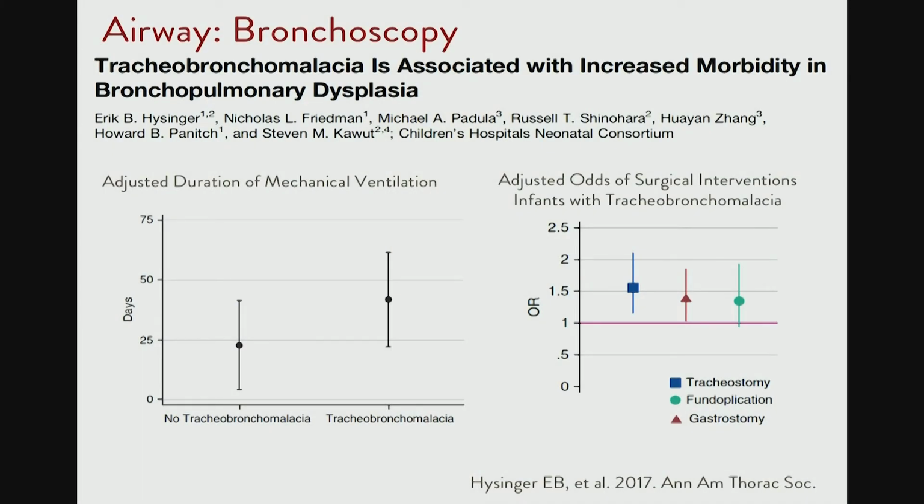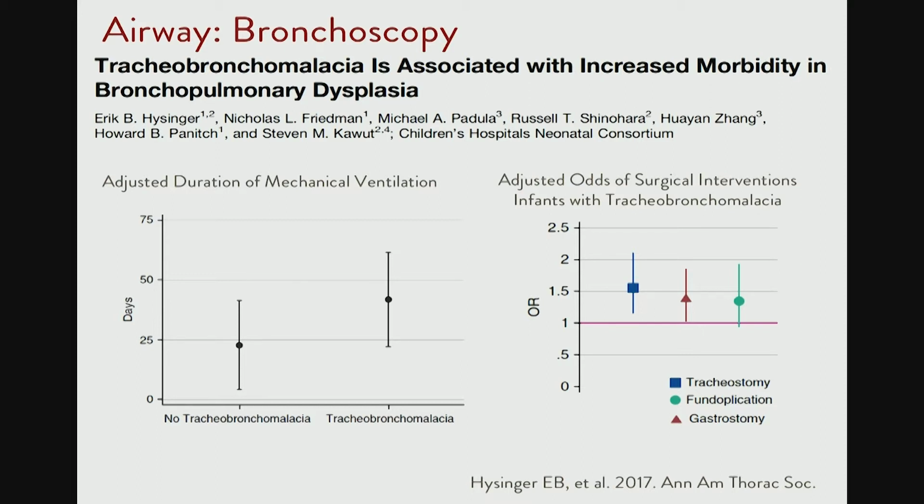So first phenotype, airway, thinking about bronchoscopy and how we can use bronchoscopy. Here I'd like to highlight a retrospective cohort study of neonates with BPD who underwent bronchoscopy, enrolled in the Children's Hospital Neonatal Database from 2011 to 2016. The goal here was to assess the effect of tracheobronchomalacia on clinical outcomes. They looked at 974 infants across 27 NICUs, and they found, as illustrated on the left, looking at the adjusted duration of mechanical ventilation with days on the y-axis and no tracheobronchomalacia or tracheobronchomalacia, which is hard to say at the end of the day, on the x-axis, that infants with tracheobronchomalacia on average had a 3-week longer duration of mechanical ventilation than those without. And on the right, infants with tracheobronchomalacia had a higher rate of surgical interventions, including tracheostomy and gastrostomy.